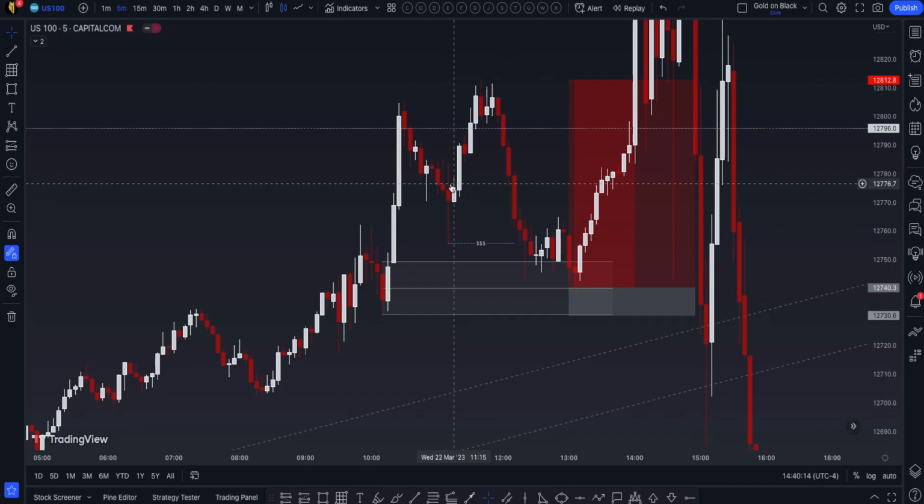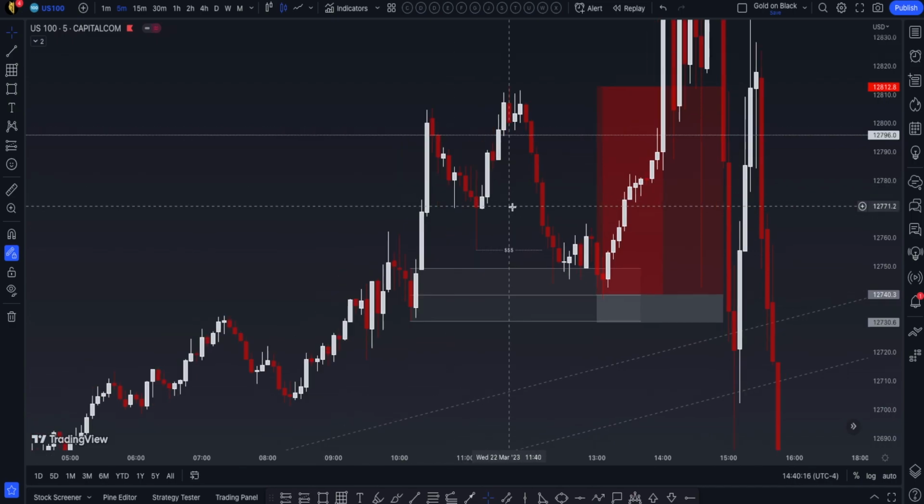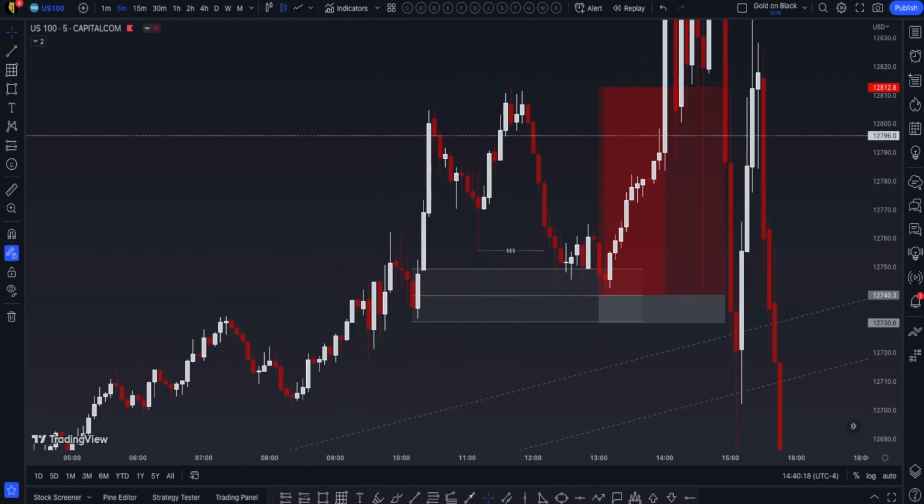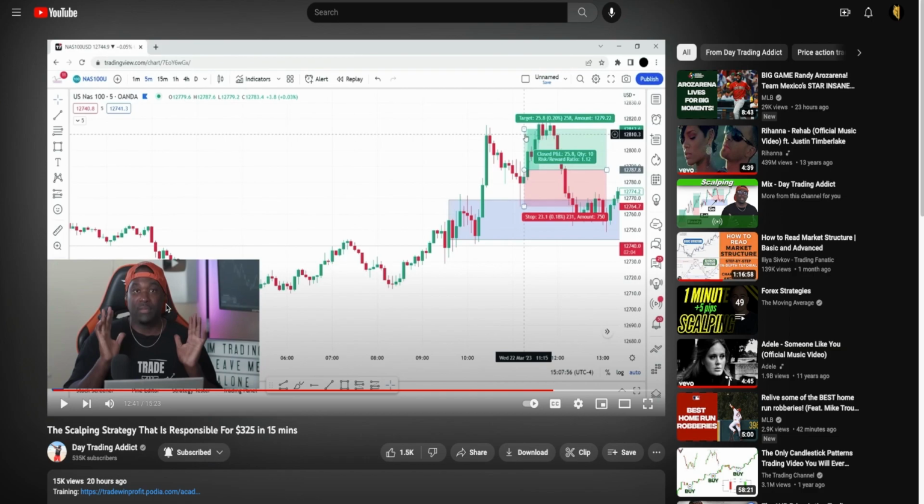And he entered right here, which doesn't make sense to me, but what matters is that if it makes sense for him, if it works for him, that's all that matters. What I'm saying here is, if you're following his videos, if you've been trading or watching his videos, and you like his style of trading, stick to him.